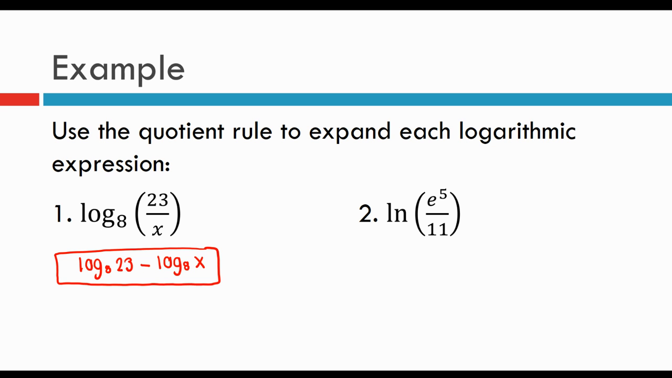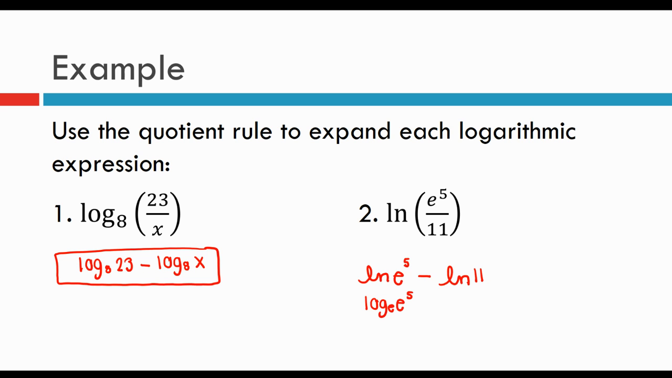In the second example, we have the natural log of e to the fifth divided by 11. So remember, natural log is a log, so its properties are going to follow what we were just talking about. I get to write the natural log, so ln, don't forget that's an L and not an I. We'll take the numerator, which is e to the fifth power, minus the natural log of 11. So don't forget, like I said, natural log is log base e.